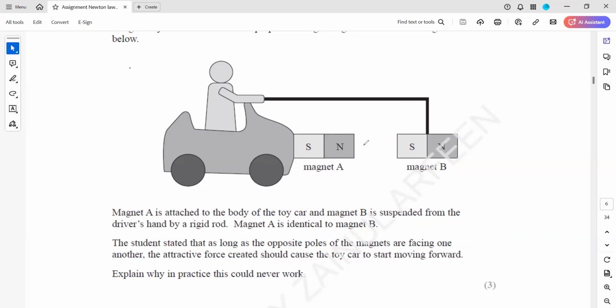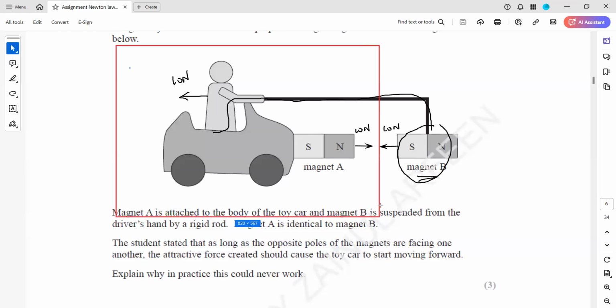According to Newton's third law, action and reaction forces are equal but opposite in direction. So if magnet B experiences a force of 10 Newton, magnet A will also experience a force of 10 Newton. But if you see, magnet B is connected to the person who is sitting in the car. So if the force on magnet B is 10 Newton, how much force will there be on the person? He will also experience a force of 10 Newton. So if you consider only the toy car, what is the resultant force on this toy car?